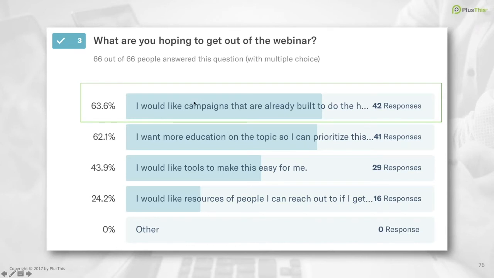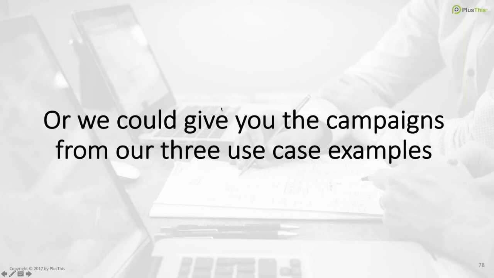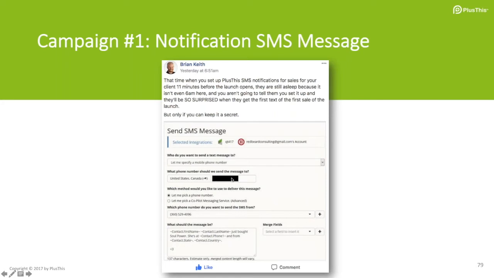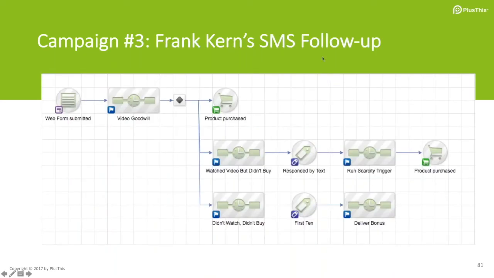So we could just get this going. You guys could build these campaigns for yourselves. They're not super complicated, or we could just give you the campaigns from our three use case examples. We can give you this setup for a notification SMS message, and you're welcome to change it to be a notification for whatever you want. We can also give you the campaign for a text to opt-in, and the Frank Kern SMS follow-up campaign that I went through too.